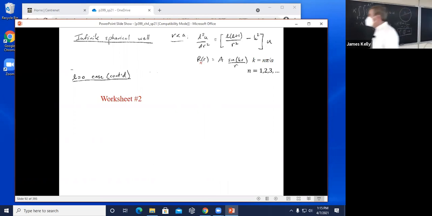Worksheet number 2. What's worksheet number 2? Well, we normalized Ylm. Here, let's normalize. I didn't really quite spell out the whole problem here, so it should say in problem 2, normalize R of r for the l equals 0 case for the infinite spherical well potential. I have to tell you what potential we're talking about, but this is in the context of the infinite spherical well potential. Remember, if we normalize Ylm, the spherical harmonics, and we normalize R of r, then the entire wave function will be normalized.